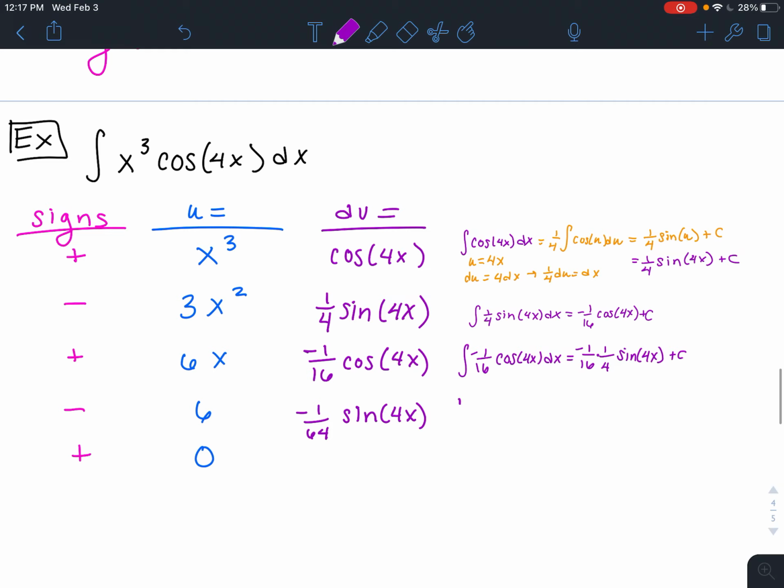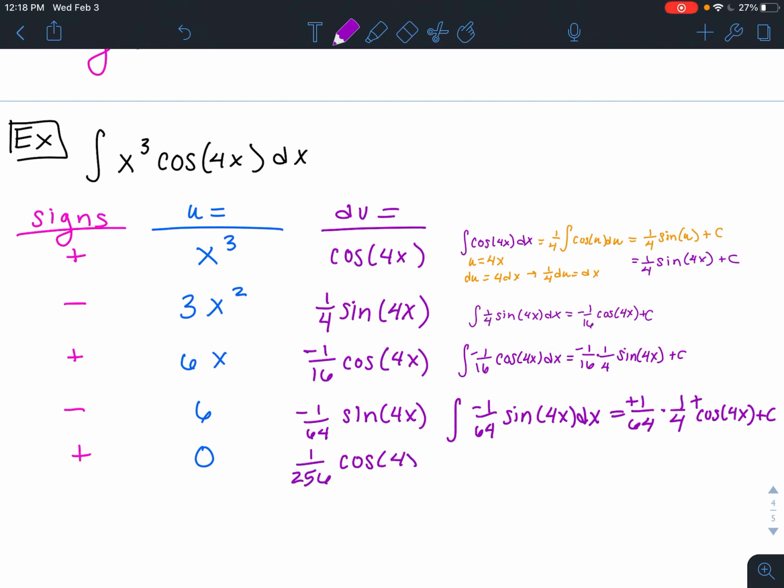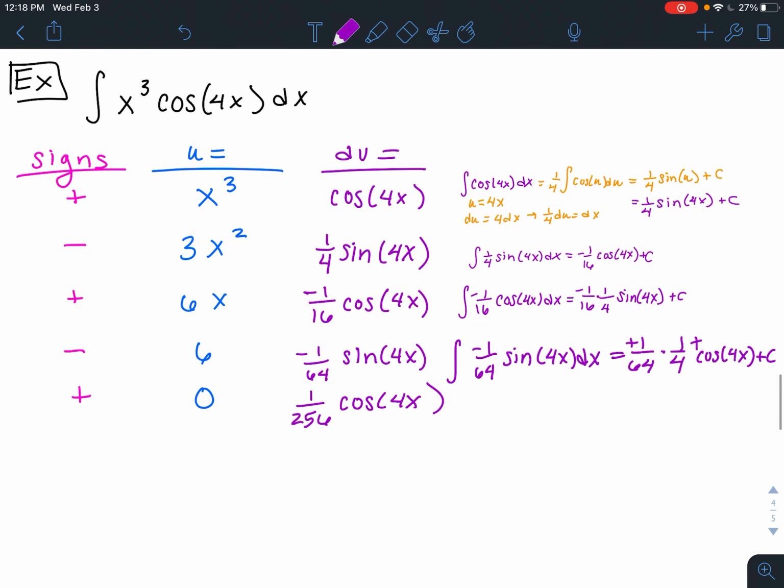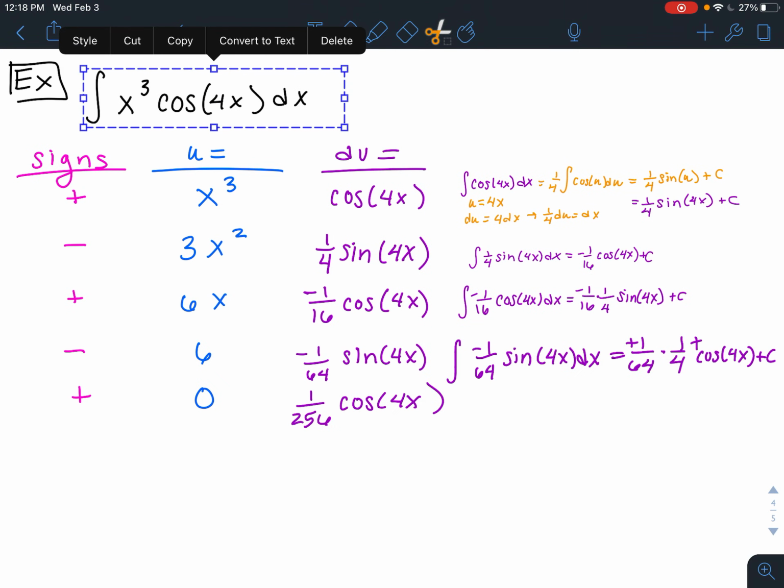Okay, and one more time. There we go. The integral of negative 1/64 sine of 4x dx. Okay, so I got negative 1/64. The integral of sine is negative cosine of 4x plus c. So these are going to become positive. And then divide by another 4, so multiply by 1/4. 64 times 4, that's 256. So I'm going to get 1/256 cosine of 4x. Okay, so I'm actually just going to leave my table there.